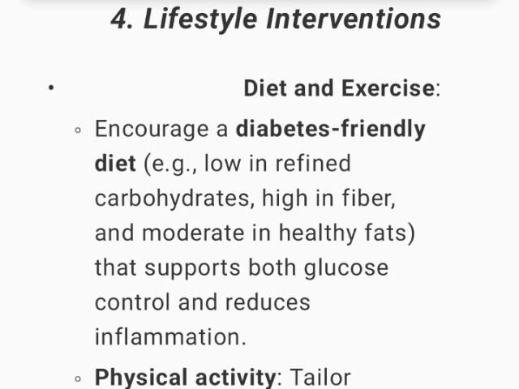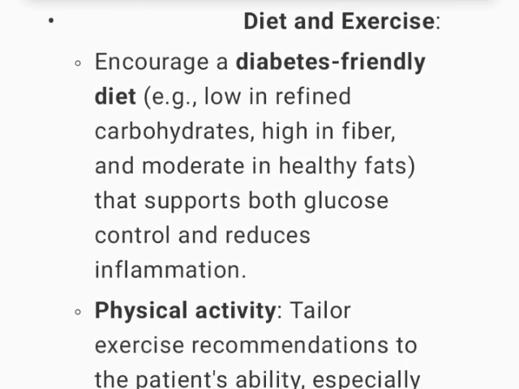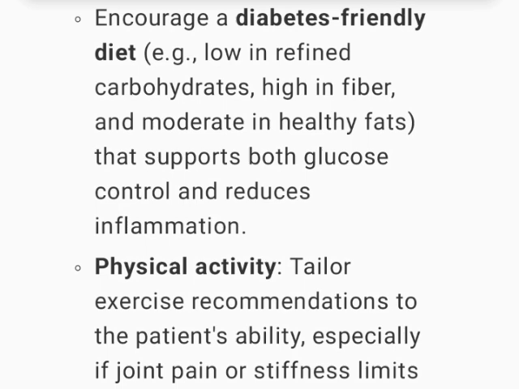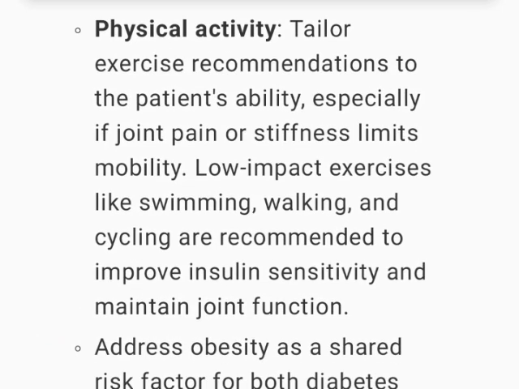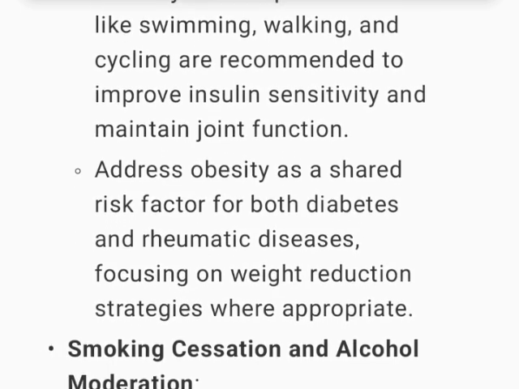4. Lifestyle interventions. Diet and exercise. Encourage a diabetes-friendly diet, e.g. low in refined carbohydrates, high in fiber, and moderate in healthy fats that supports both glucose control and reduces inflammation. Physical activity. Tailor exercise recommendations to the patient's ability, especially if joint pain or stiffness limits mobility. Low-impact exercises like swimming, walking, and cycling are recommended to improve insulin sensitivity and maintain joint function.